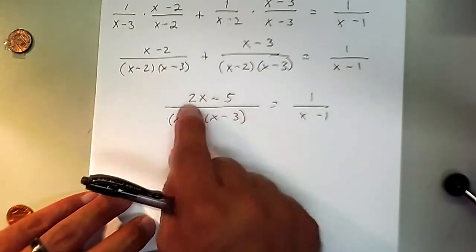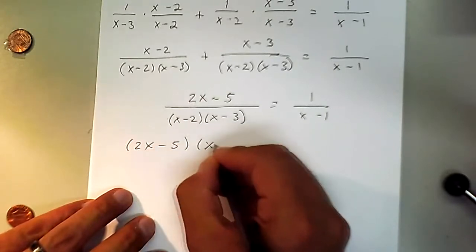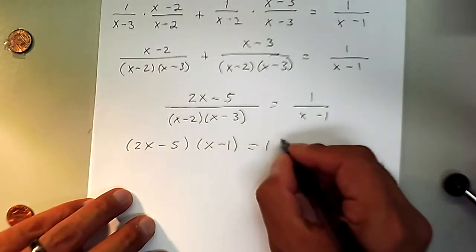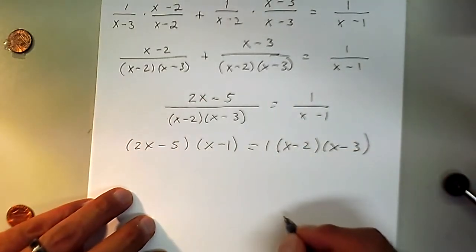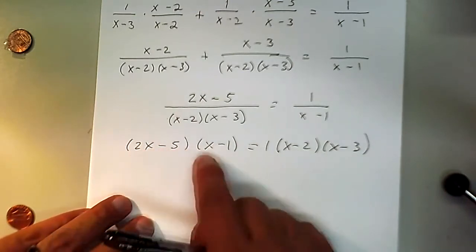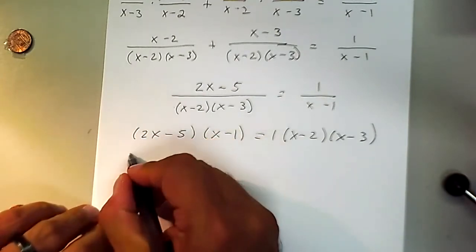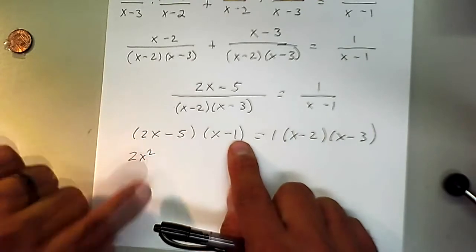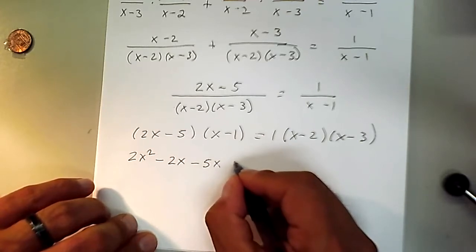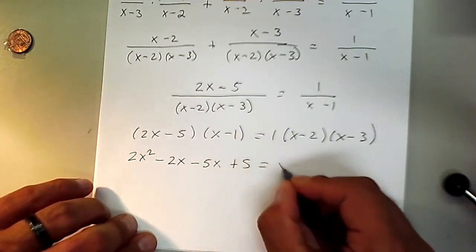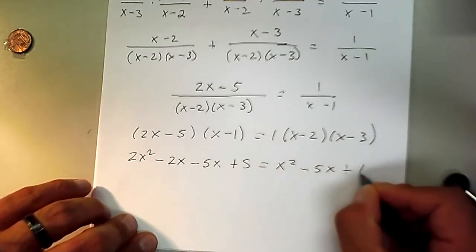Okay, so we're going to do what is called the cross product. So we multiply those two together. 2x, let's write it out first. 2x minus 5 times x minus 1 is equal to 1 times x minus 2 times x minus 3. And then we multiply those two out. So we have first terms, so 2x squared minus 2x minus 5x plus 5 equals x squared minus 5x plus 6.